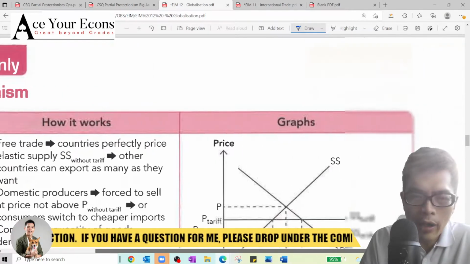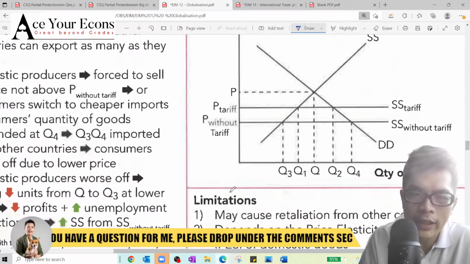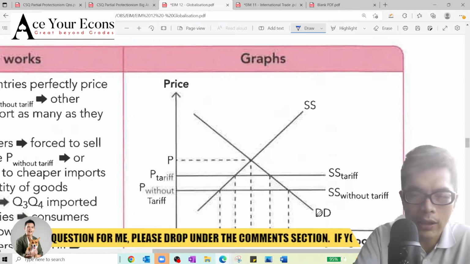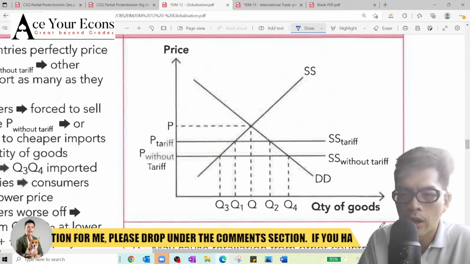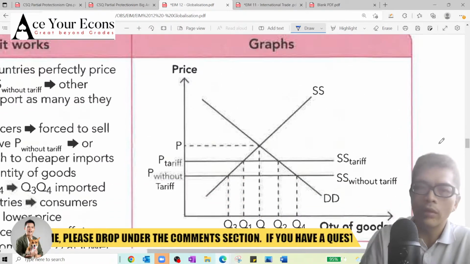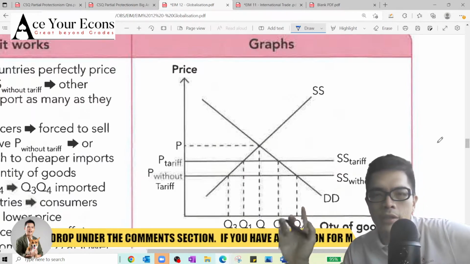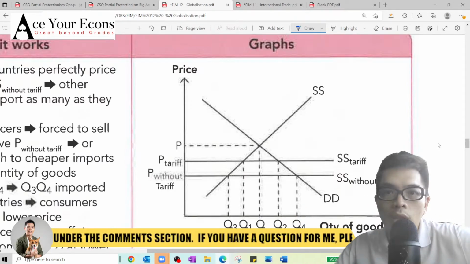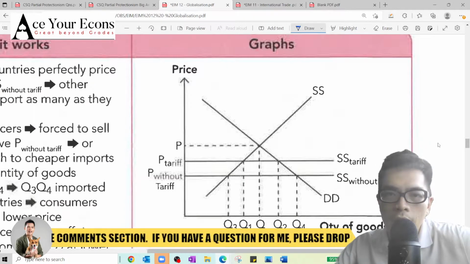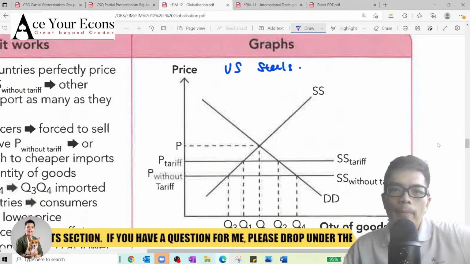I will verbally narrate how it works, but my emphasis is on the diagram. You can read how it works on your own, and I will be following the narration more or less the same. Let's consider this to be a domestic country. Let's say the good we want to use is US steel, the steel industry.